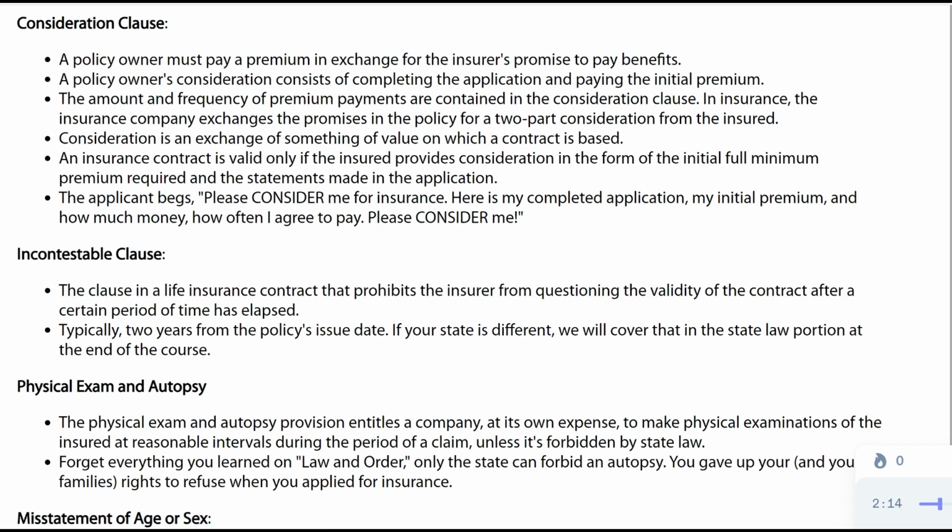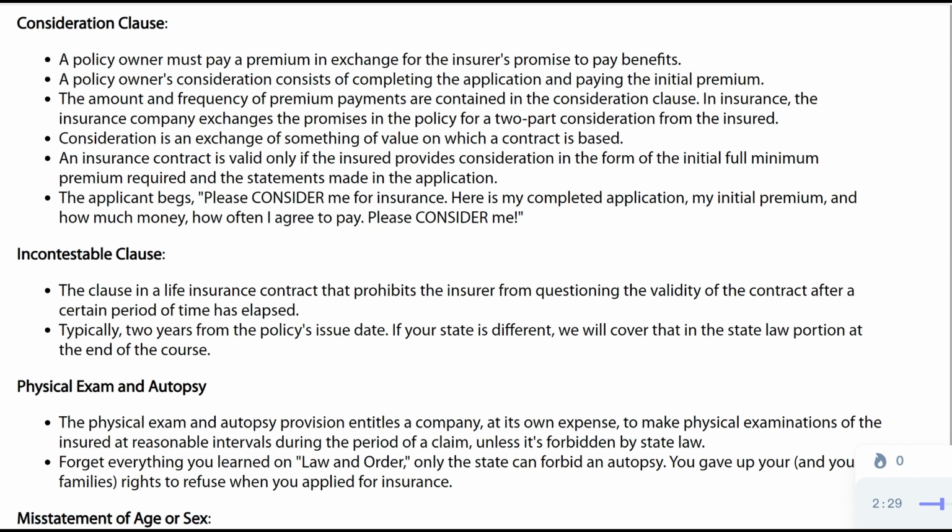Incontestable clause. The clause in a life insurance contract that prohibits the insurer from questioning the validity of the contract after a certain period of time has elapsed. Typically 2 years from the policy's issue date. If your state is different, we will cover that in the state law portion at the end of the course.